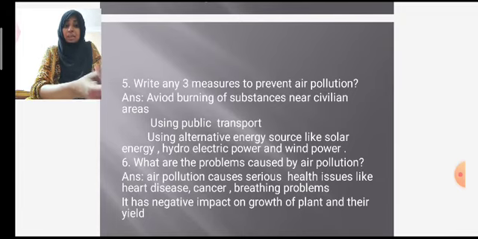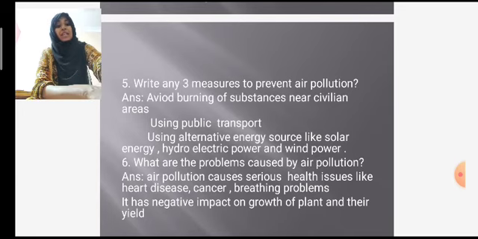Okay, there are many other measures also. I have told you to write only three. This I have written: avoid burning of substances near civilian areas, using public transport, using alternative sources of energy, that is, solar energy, hydroelectric power, or wind power.